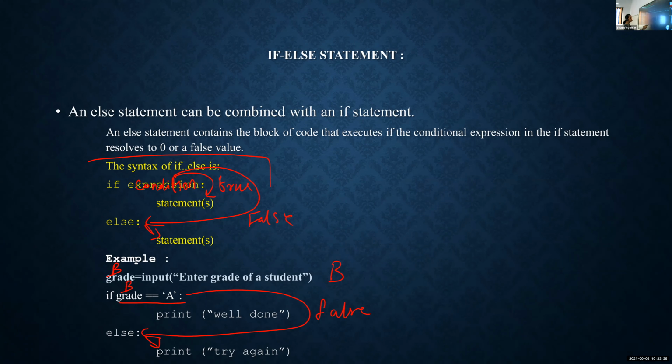Then if I am giving a value A, content of grade is A, here also grade A equal to A is a true statement, so it will execute here. So the output is well done. Is it clear?